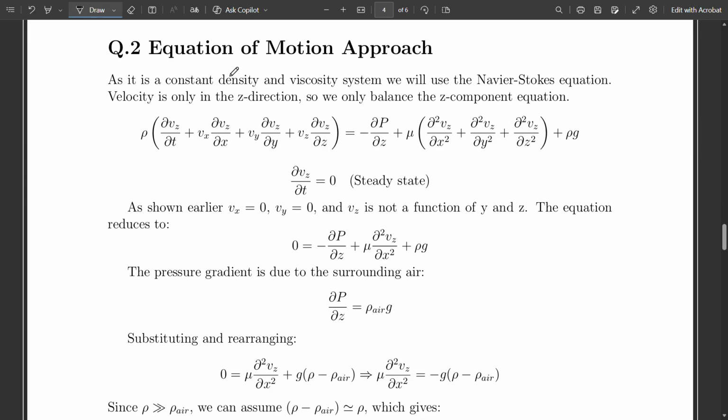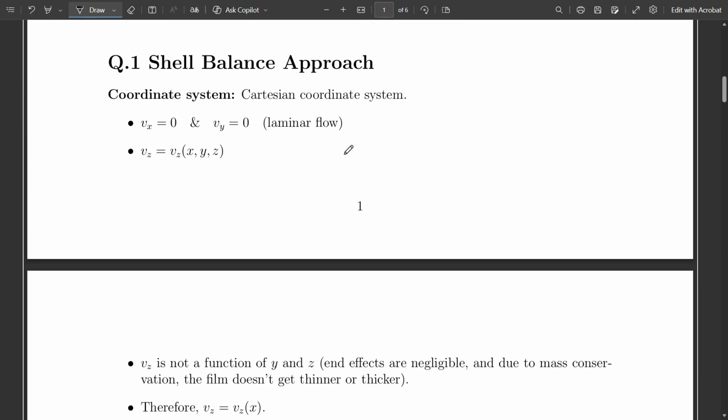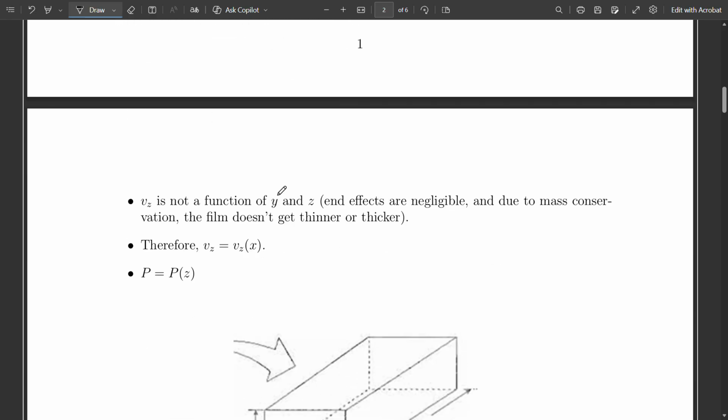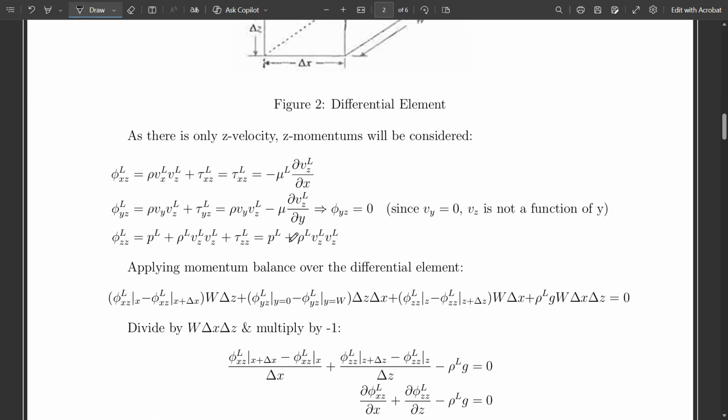For the equation of change approach, we have a total of 45 equations from which we have to choose a single equation. First of all, Vx is equal to 0 and Vy is equal to 0 as there is laminar flow. Vz is not a function of y because end effects are negligible, and Vz is not a function of z because, due to mass conservation, the film doesn't get thinner or thicker. So Vz is only a function of x and pressure is a function of z.